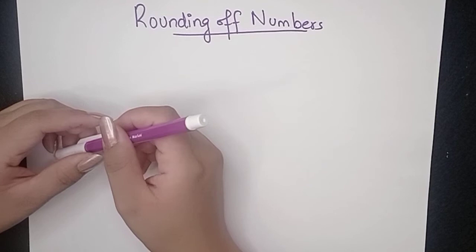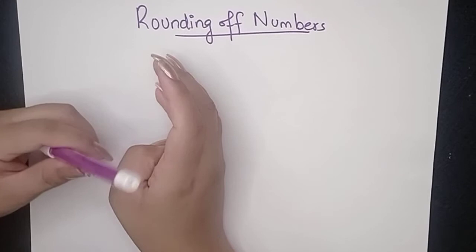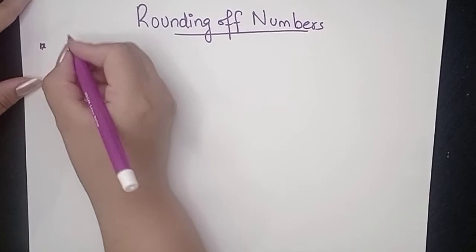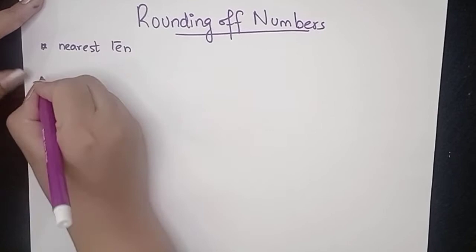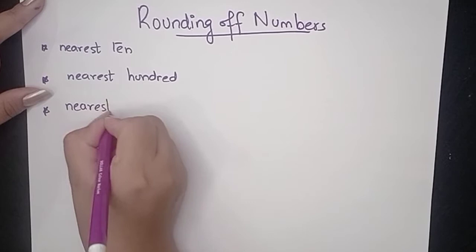So let's see how we round off numbers to the nearest tens, nearest 100 and nearest 1000. So we're going to be doing three types of rounding off, which are the nearest 10, nearest 100, and then the nearest 1000.